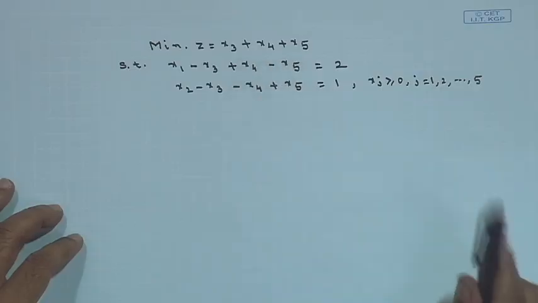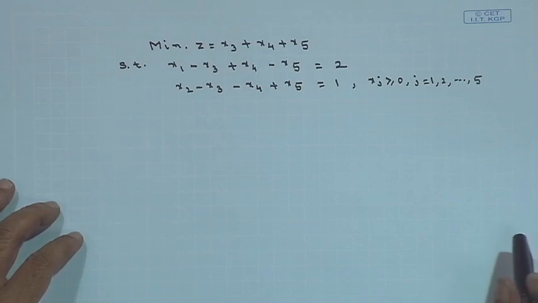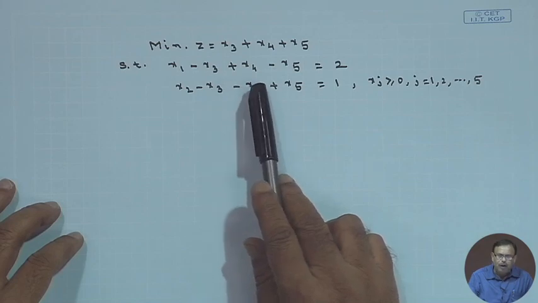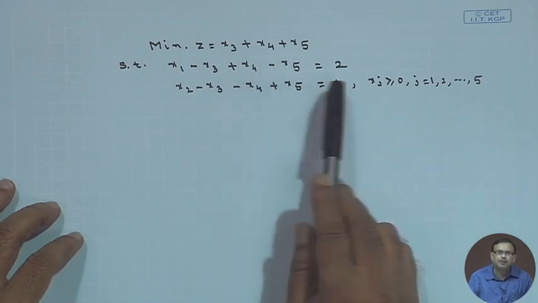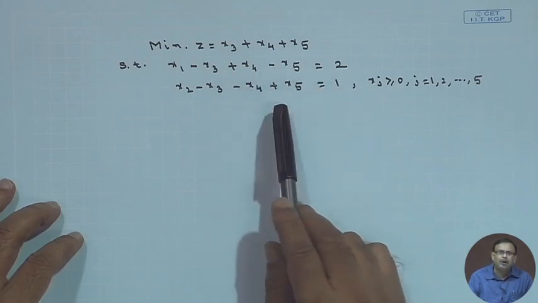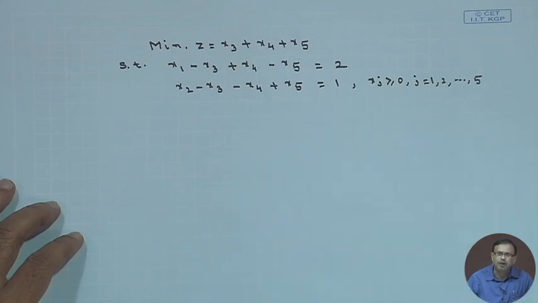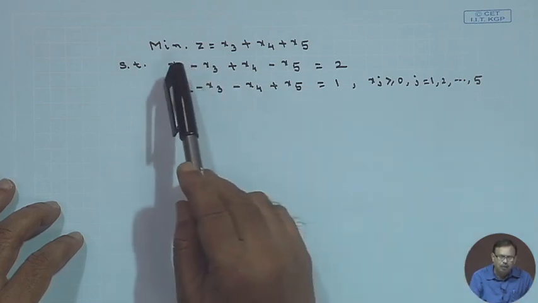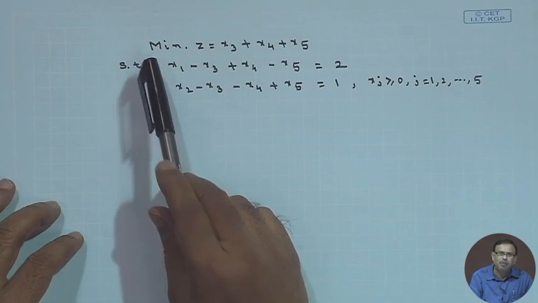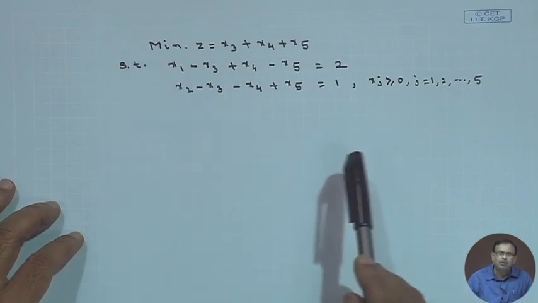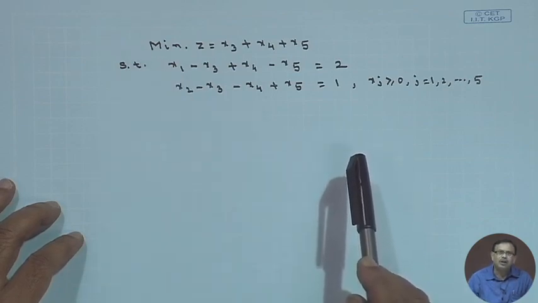Minimize z equals x1 plus x3 plus x4 plus x5 subject to x1 minus x3 plus x4 minus x5 equals 2, and x2 minus x3 minus x4 plus x5 equals 1, and of course, xj greater than or equal to 0. If you see, the problem is not in the canonical form, because the original problem should be a maximization problem and all constraints should be of less than or equal to type.